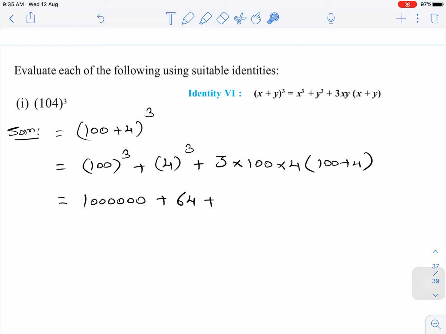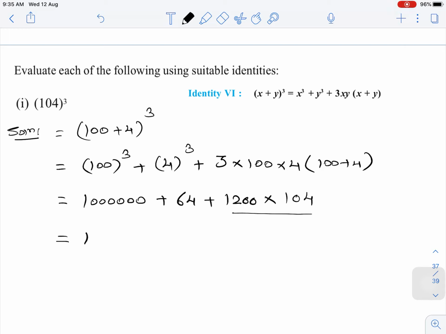Okay, then plus 3 4s are 12, 12 into 100 will become 1200 into, now this 100 plus 4 will become 104. Okay, equals to, now remember that in between these two a multiplication sign is there, so as per the BODMAS rule, first we have to multiply this one.